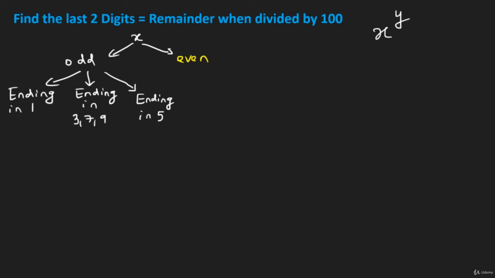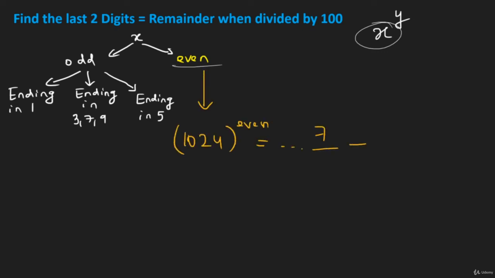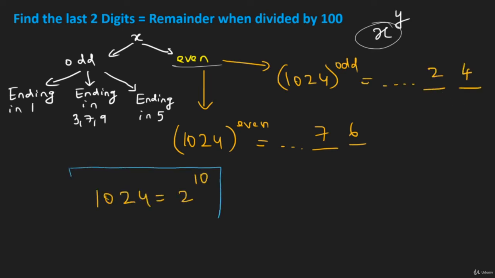Hi students, we have covered the cases where X was an odd number, that is ending in 1, ending in 3, 7 and 9 and ending in 5. Now let's move on to the case where the number X over here is an even number. In this case, we use a technique that says 1024 to the power even will end with 76, and 1024 raised to an odd power will end in 24. And remember, 1024 is nothing but 2 to the power 10.